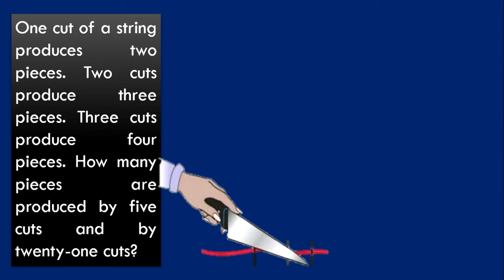Okay, let's have another problem. One cut of a string produces two pieces. Two cuts produce three pieces. Three cuts produce four pieces. How many pieces are produced by 5 cuts and by 21 cuts?